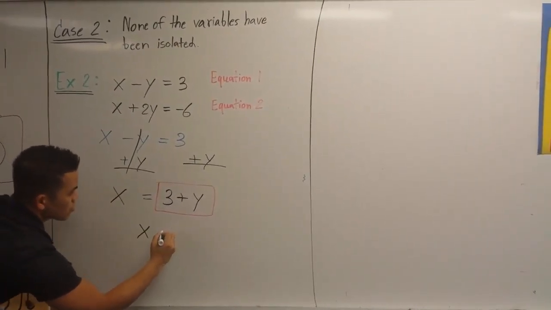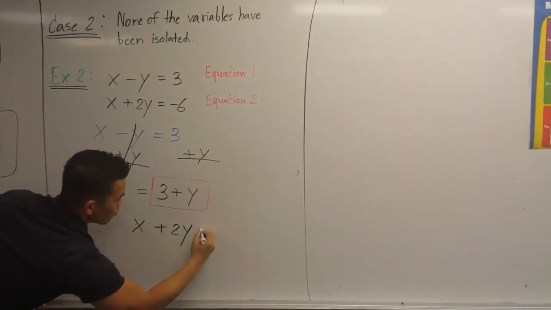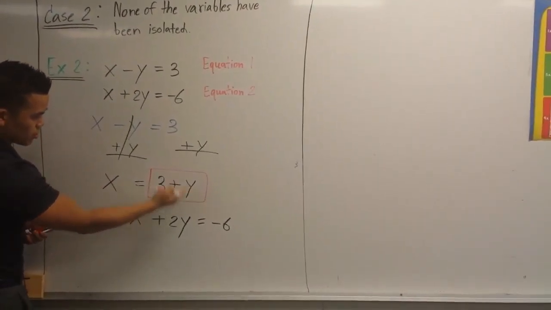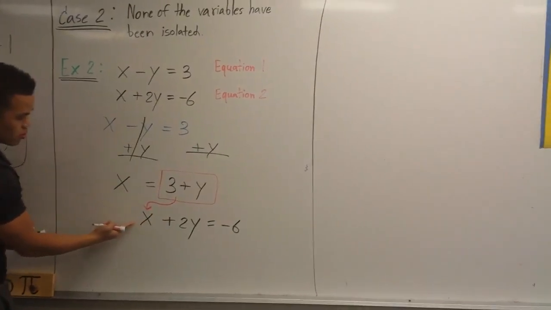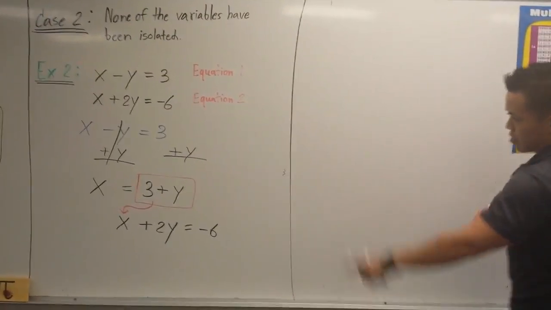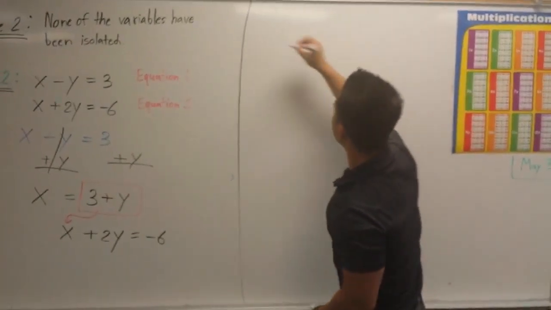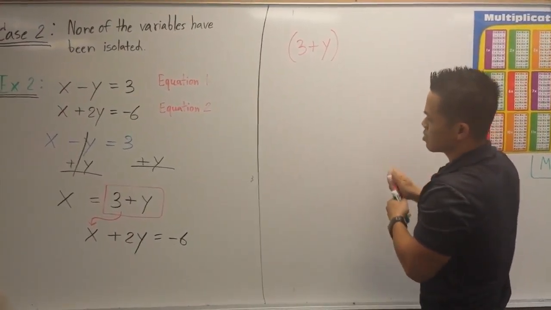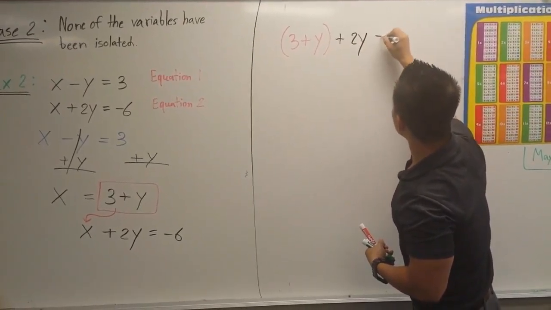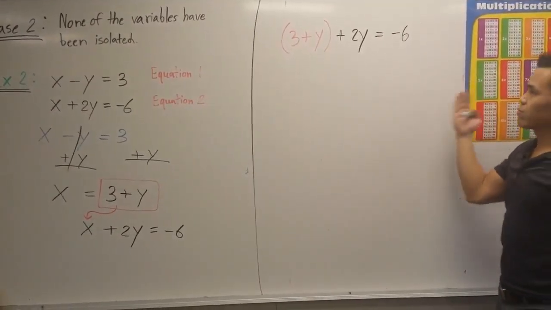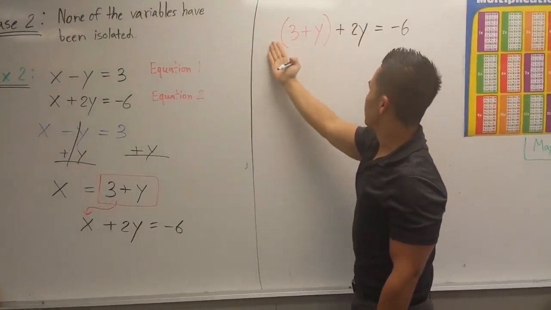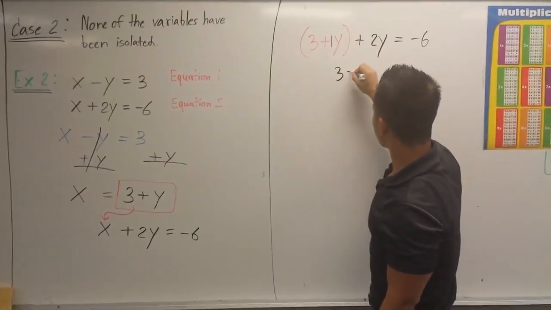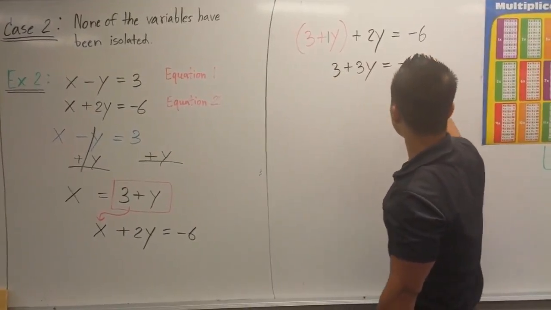So now let's take a look at equation number 2. I have x plus 2y equal to negative 6. I'm going to substitute in. X is equal to 3 plus y already, so substitute this entire expression into that x. Moving along, x plus 2y equal to negative 6 is going to turn into parentheses 3 plus y, plus 2y, equal to negative 6. Now all I have to do is solve for y. Again, nothing in front, so just combine like terms. This is technically 1y, so 1y plus 2y is 3y, so 3 plus 3y equal to negative 6.